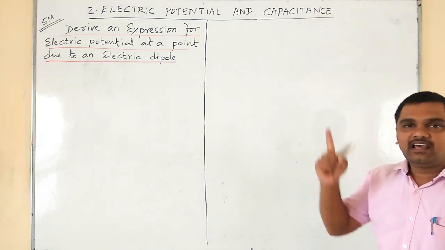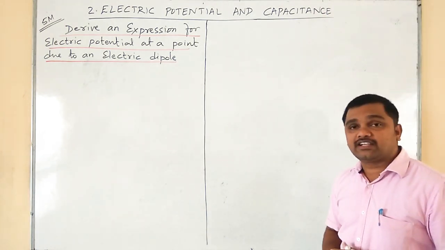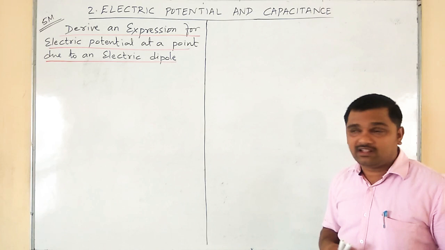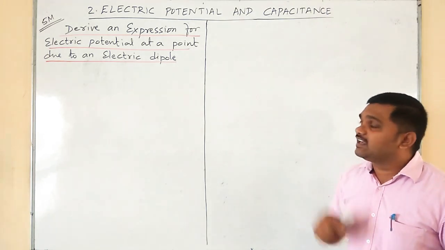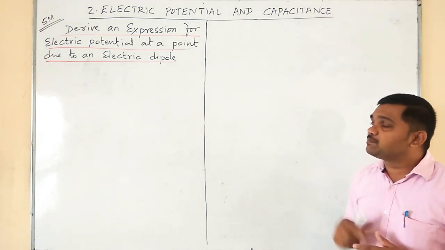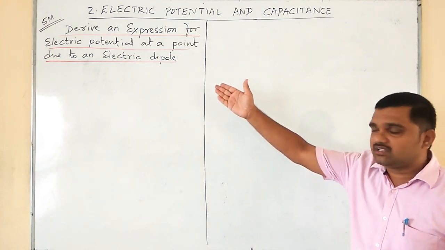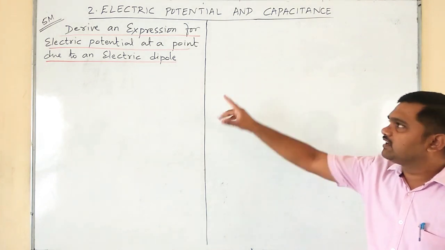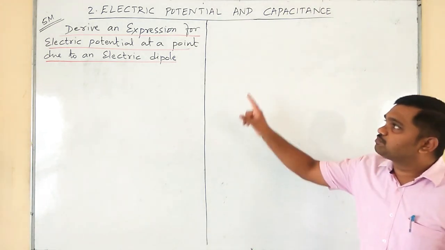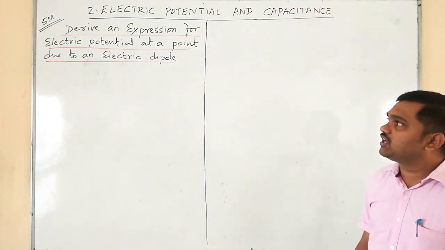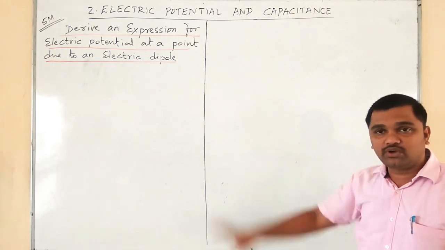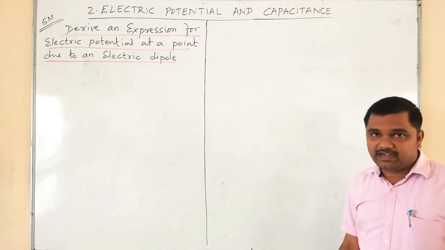In this class, let us discuss an expression for electric potential at a point due to an electric dipole. It is an important 5-mark derivation. You will get that question in your annual examination or in an examination like this. Derive an expression for electric potential at a point due to an electric dipole.